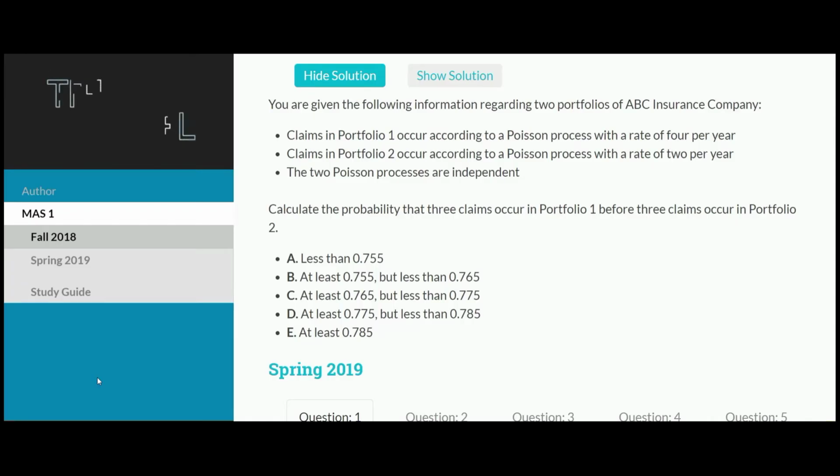You are given the following information regarding two portfolios of ABC Insurance Company. Claims in Portfolio 1 occur according to a Poisson process with a rate of 4 per year. Claims in Portfolio 2 occur according to a Poisson process with a rate of 2 per year. The two Poisson processes are independent. Calculate the probability that 3 claims occur in Portfolio 1 before 3 claims occur in Portfolio 2.